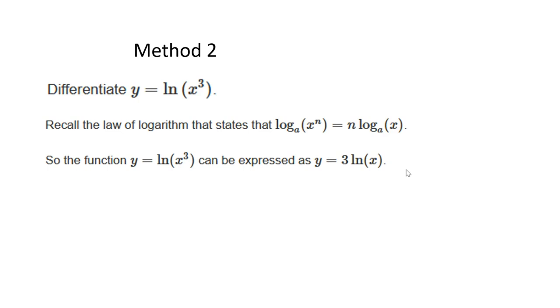So that 3 could be put in the front. We could rewrite the function, the ln of x cubed, as 3 ln x. And if that's the case, then dy, and again, that 3 just goes on the side, it's just like a coefficient. The derivative of ln of x is just 1 over x. So you're going to have 3 times 1 over x, which is just 3 over x. Guess what? Same answer.